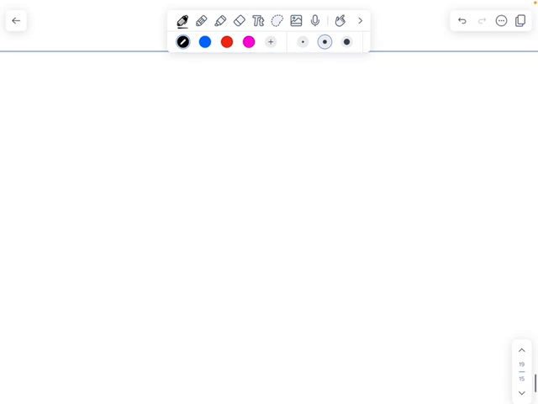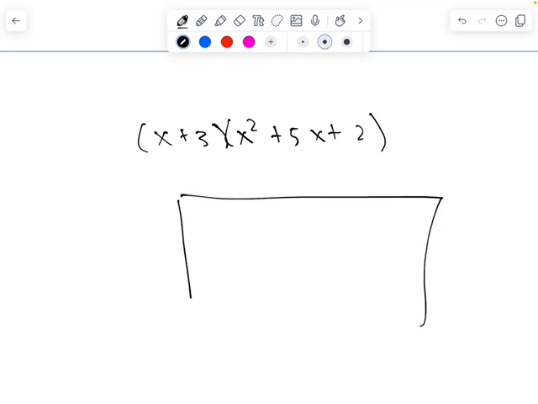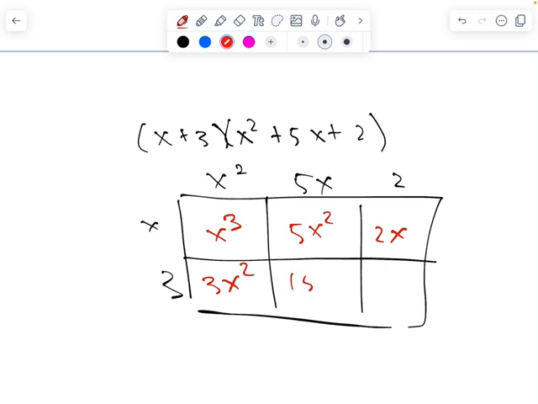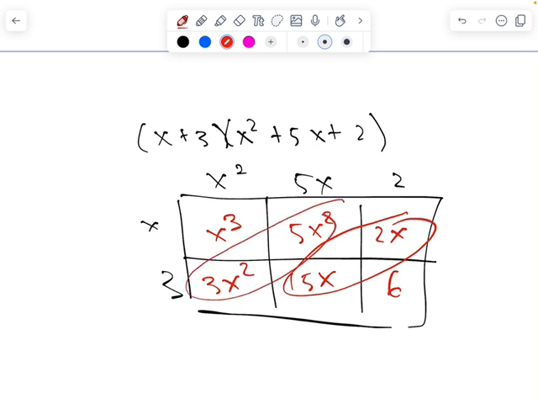And we could draw even bigger boxes. Let's say we have x plus 3, and we have x squared plus 5x plus 2. And we could draw more of a rectangle this time. And this is x squared, 5x, 2, x and 3. And we can just start filling out this box. We got x cubed, we got 5x squared, we've got 2x. We've got 3x squared, we've got 15x, and we've got 6. And we can start combining those. That'll turn into 8x squared, 17x, x cubed plus 8x squared plus 17x plus 6, and that's what we get for our answer.